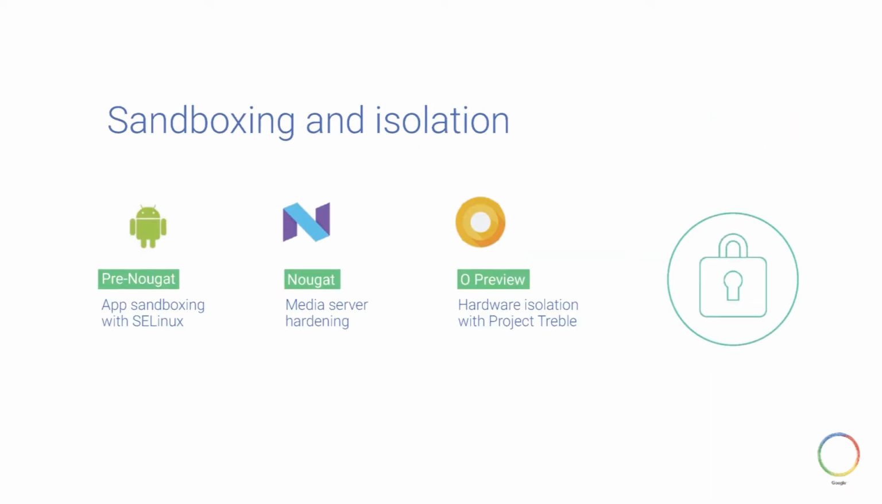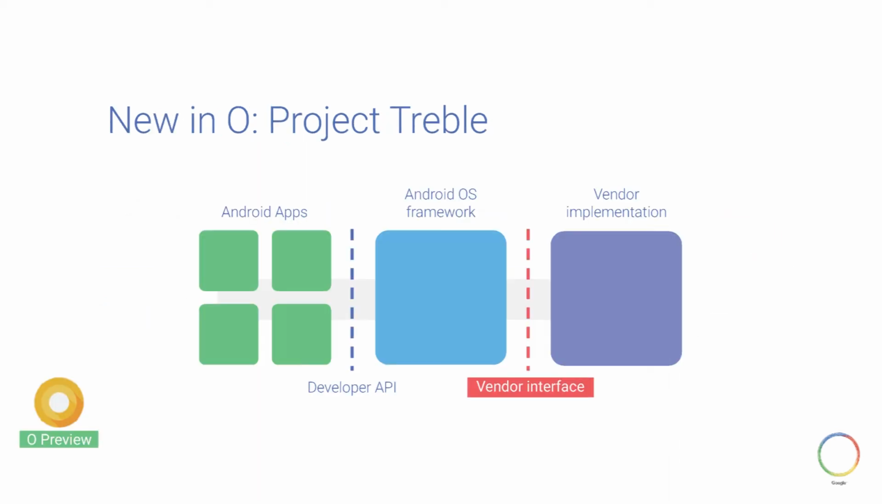And at the heart of Android security really stands sandboxing and isolation. We have always relied on SELinux to separate the different applications and components of the system from each other. In Nougat, we started to break some of those bigger components of the operating system apart, starting with the media server. And in Android O, we've taken this a step further with Project Treble.